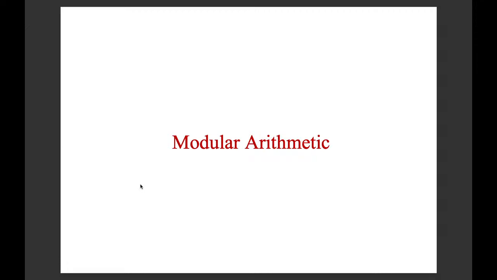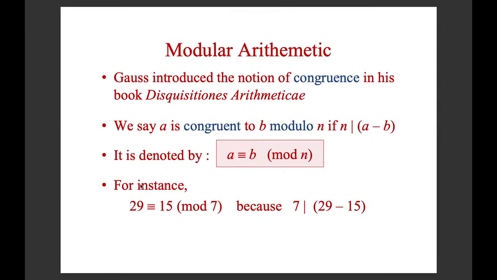So we will first talk about modular arithmetic. Gauss, in his famous book, gave the definition of an important operation called congruence, which is the relationship of two integers.